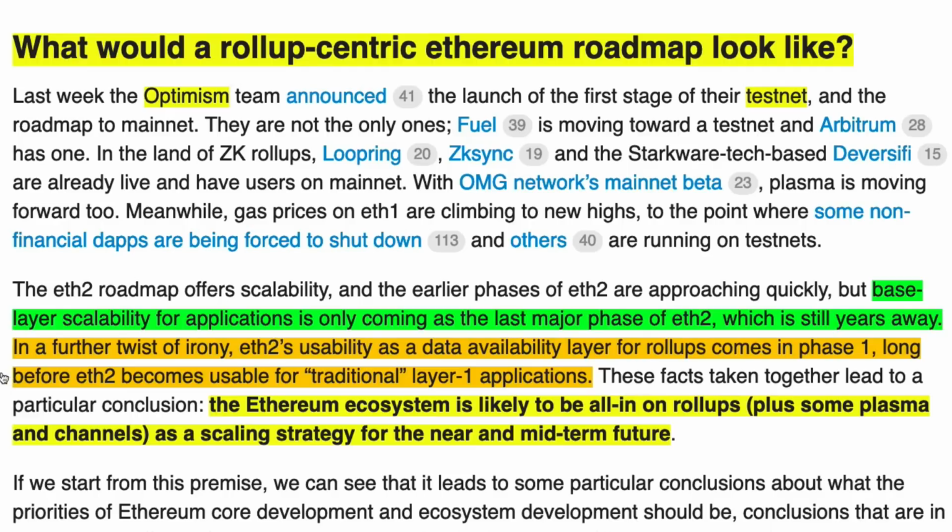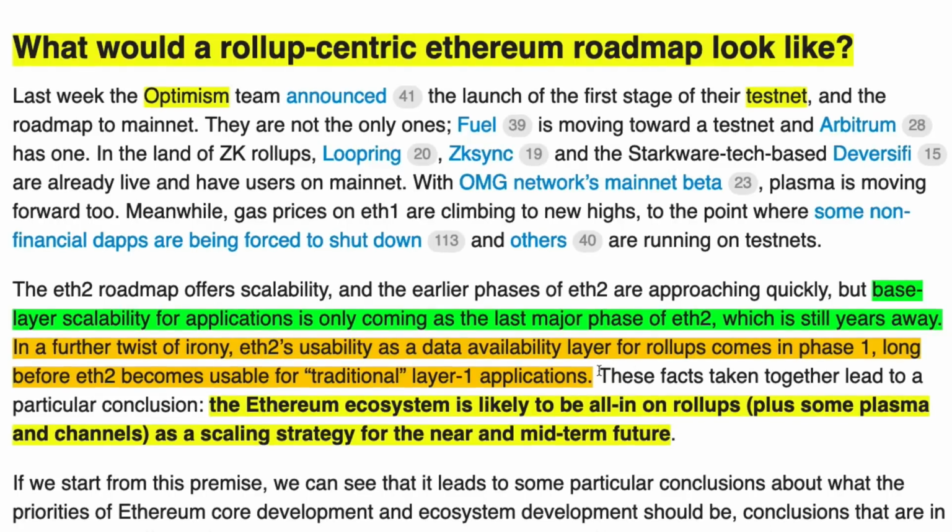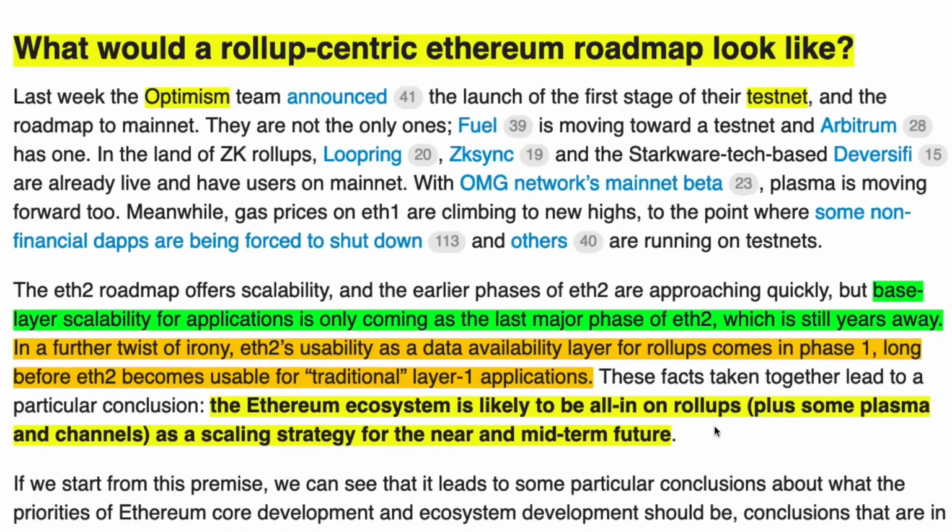In a further twist of irony, ETH 2.0's usability as a data availability layer for rollups comes in phase one, long before ETH 2 becomes usable for traditional layer one applications. So these facts taken together lead to a particular conclusion. The Ethereum ecosystem is likely to be all in on rollups, plus some plasma and channels, as a scaling strategy for the near and midterm future.